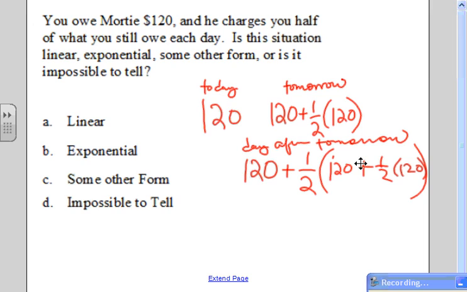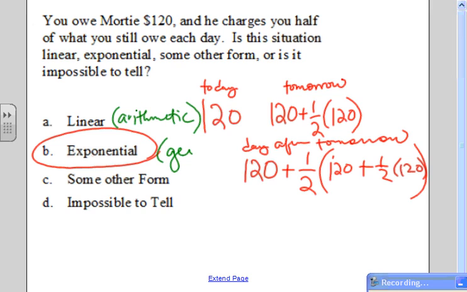If you notice, you're repeatedly multiplying by a half. The repeated multiplication is what makes this exponential. Repeated addition is linear. Repeated multiplication is exponential. If you're dealing with sequences, repeated addition is arithmetic. Repeated multiplication is geometric. So linear and arithmetic are similar. Exponential and geometric are similar.